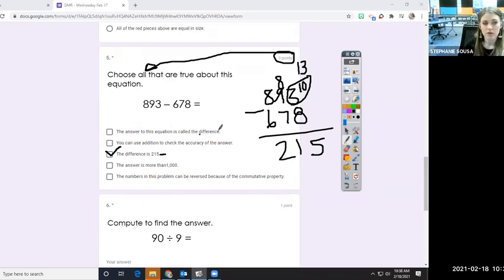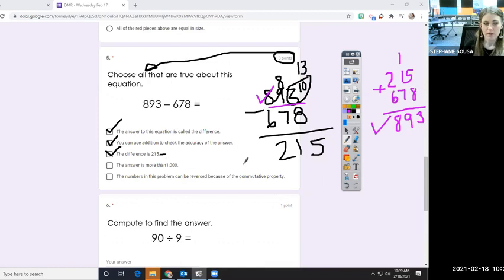The answer to this equation is called the difference. That is also true. Answers to subtraction problems are called differences. You can use addition to check the accuracy of this answer. That is also true. I can take my answer of 215, add it to my smaller subtrahend of 678, and see if it equals 893. 5 plus 8 is 13. Carry my 10, put down my 3 ones. 1 ten plus 1 ten plus 7 tens is 9 tens. 200s plus 600s is 800. So yes, 893 is the same as 893.